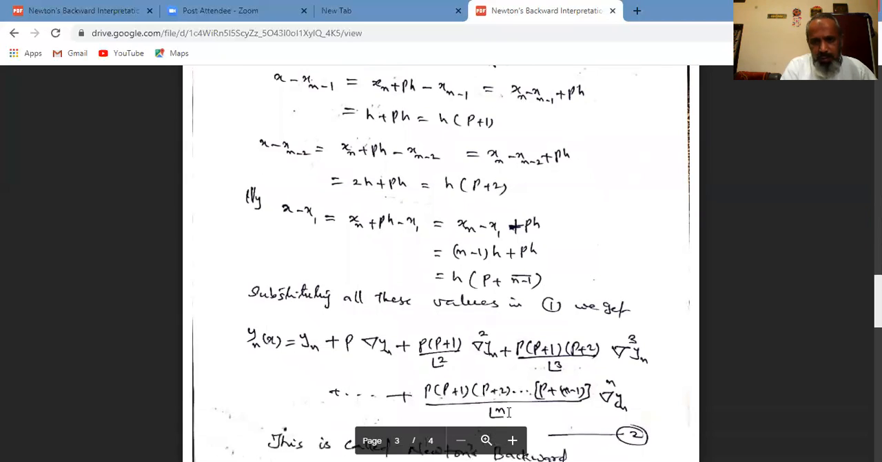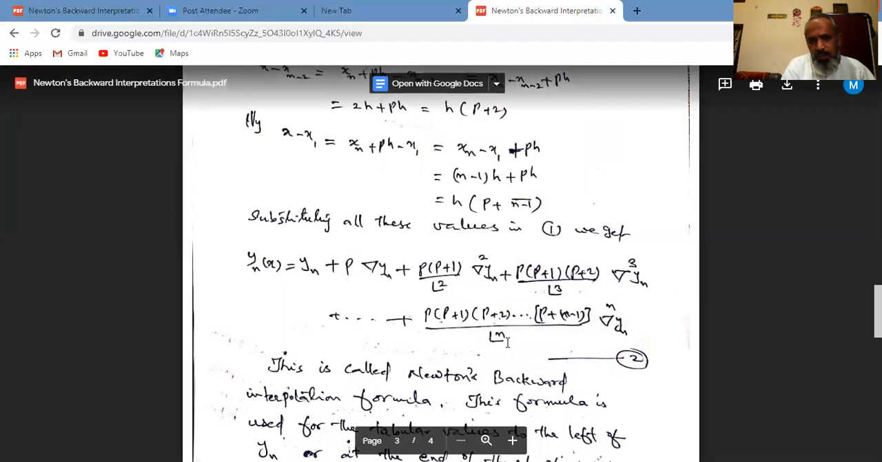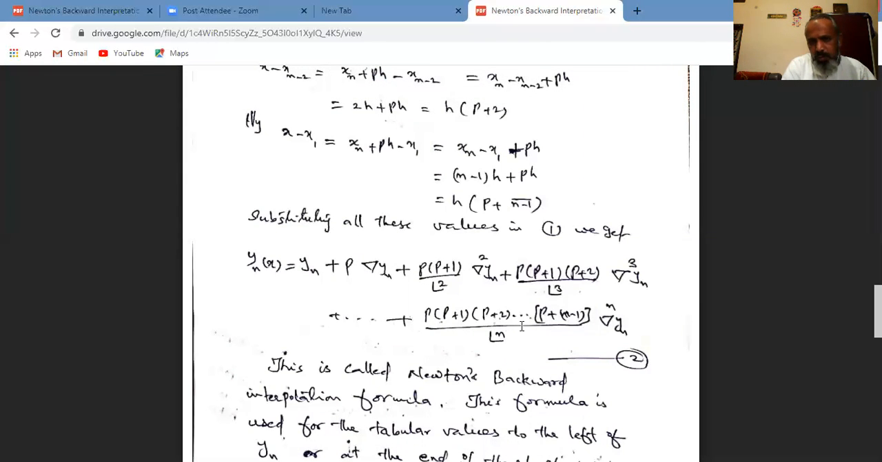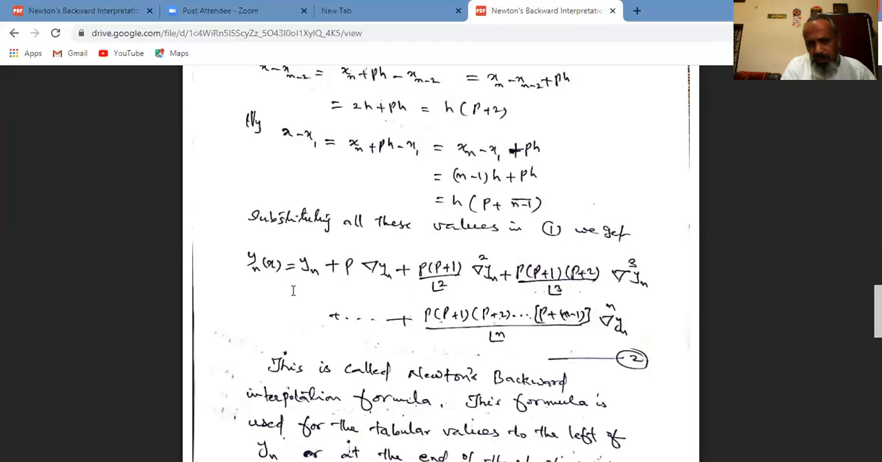If we substitute all these values in 1, we get y of x is equal to y_n plus (x minus x_n) by h, that is p, into nabla y_n, this is the a0 value, h will be cancelled, plus p into (p plus 1) by factorial 2 nabla square y_n, plus p into (p plus 1) (p plus 2) by factorial 3 nabla cube y_n, and the last term will be p into (p plus 1) (p plus 2) up to (p plus n minus 1) into nabla power n y_n by factorial n. So if we substitute all the values, we get this formula, this equation.